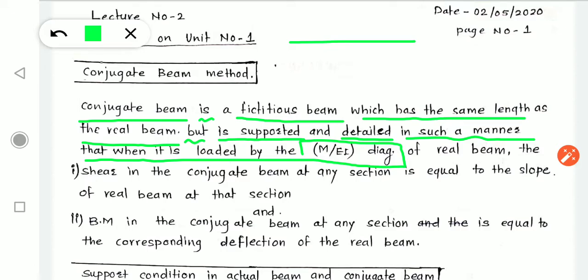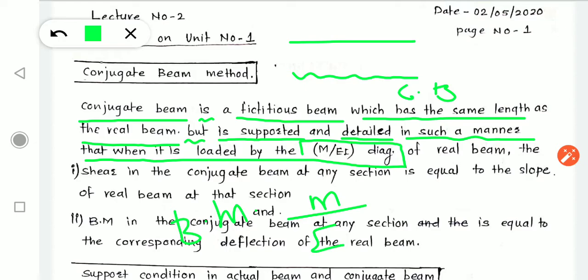Let's suppose this is your real beam, then you draw a conjugate beam for it, and now you load this conjugate beam with the M by EI diagram. It means that M stands for the bending moment diagram, and whatever moment you come across in the bending moment diagram, divided by EI, that will give you the M by EI diagram. We will learn it through one problem. Before that, let's understand what it is. So we have to load the M by EI diagram upon our conjugate beam. Alright, and then what happens?